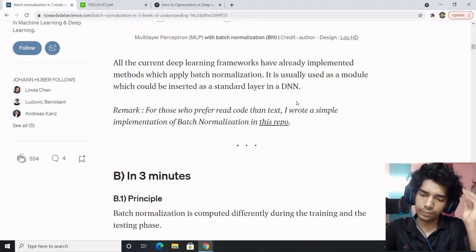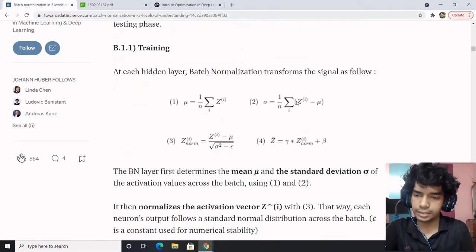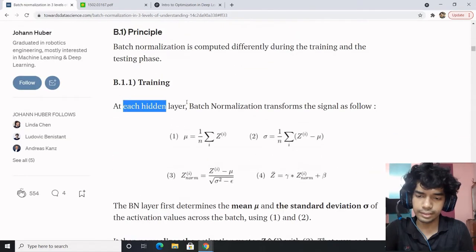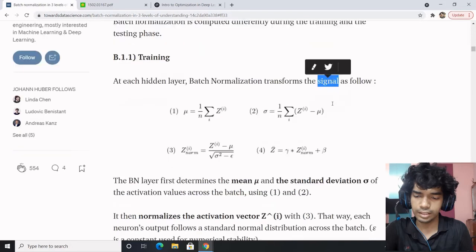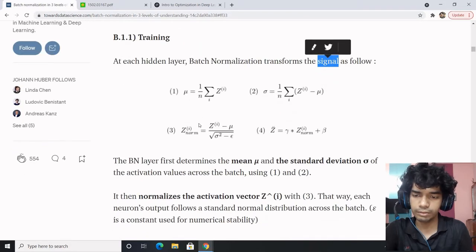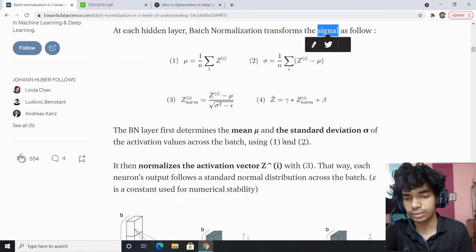Now, for a better understanding: while training, at each hidden layer, batch normalization transforms the signal as follows. You find the mean of the batch, you find the variance and standard deviation of the batch, you find z normal, and then you find this equation z.